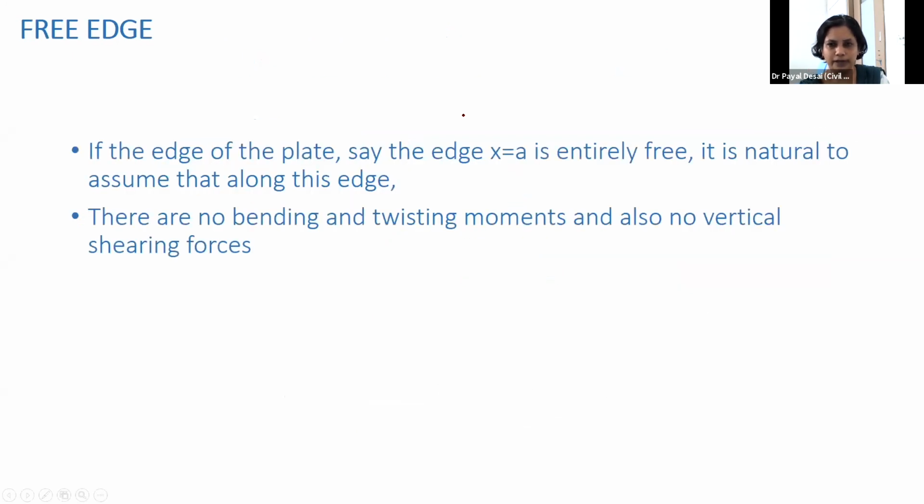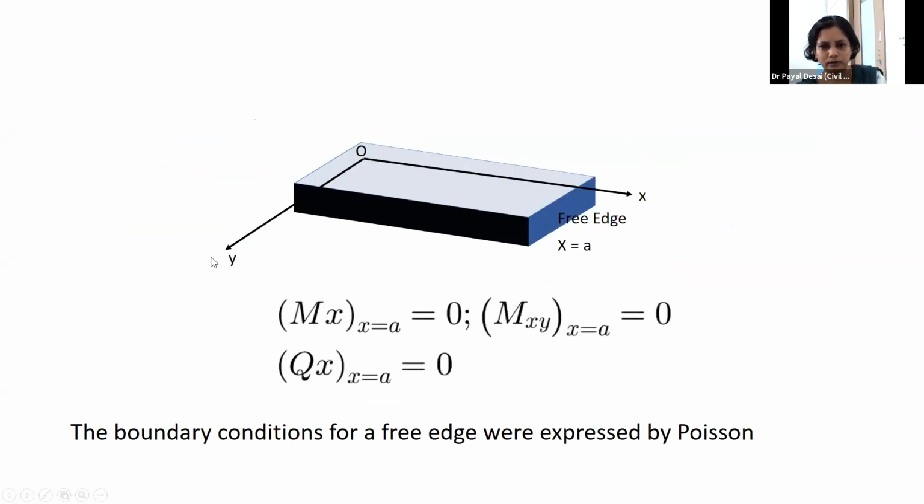And then we have free edge. Now in free edge we have basically three boundary conditions. Everyone knows that on a free edge we have zero shear and zero moments. But here we have two moments, twisting moment as well as a moment in x direction. So with x equal to a, this edge is free. I have Mx, My, Mxy, and Qx.